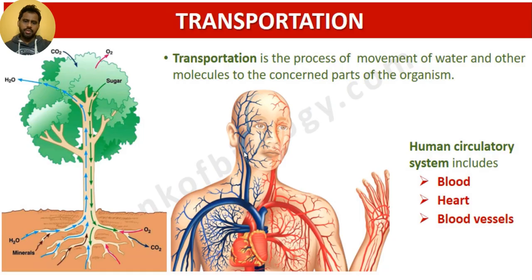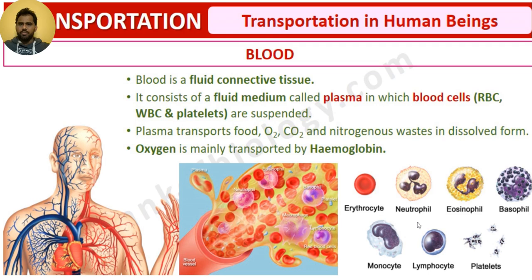When it comes to the human being, how is the body designed? The human circulatory system includes 3 different things. First is the blood. Blood is in our body completely. We have a heart. Heart is like the pump of the human body. The heart pumps the blood in our entire body, and then we have the blood vessels. So blood, heart and blood vessels constitute the human circulatory system.